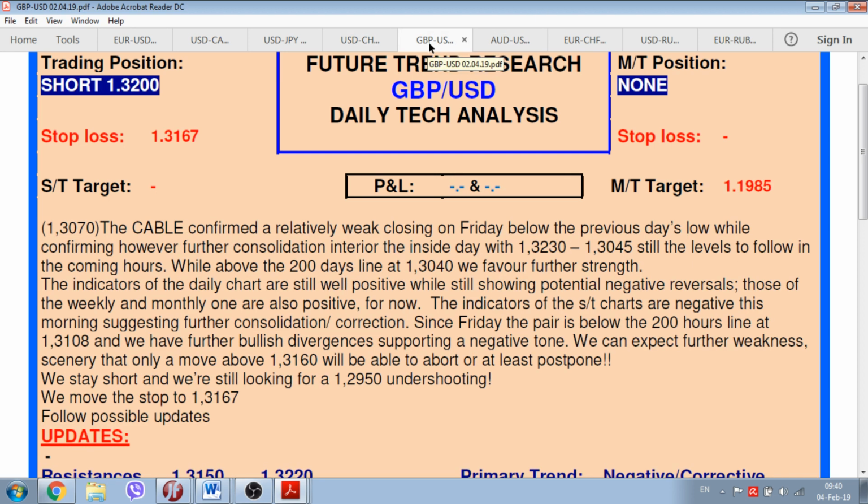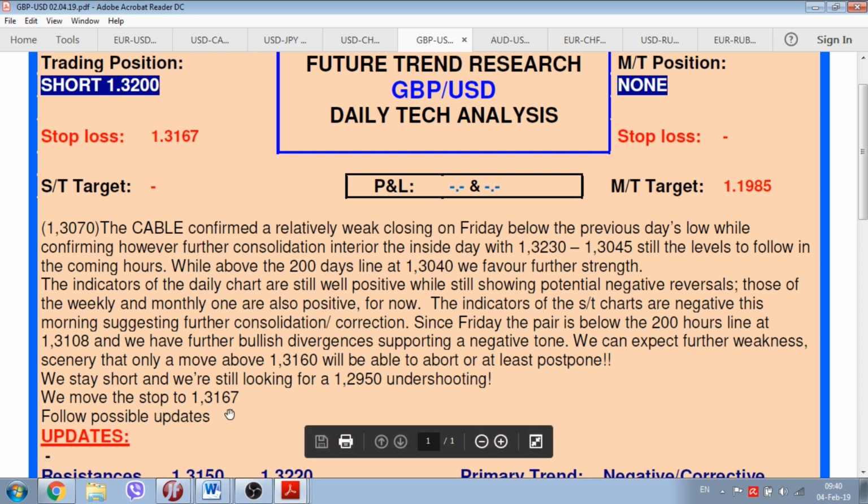Sterling. Here FutureTrendResearch has a profitable short position at 132. He moved the stop to 131.67 and continues to expect the pair lower, looking for 129.50 to square the position.